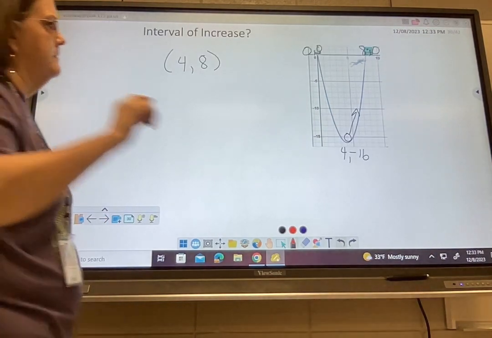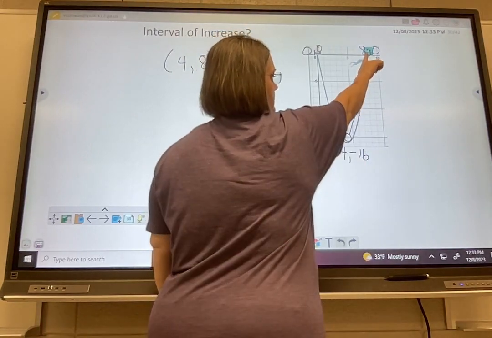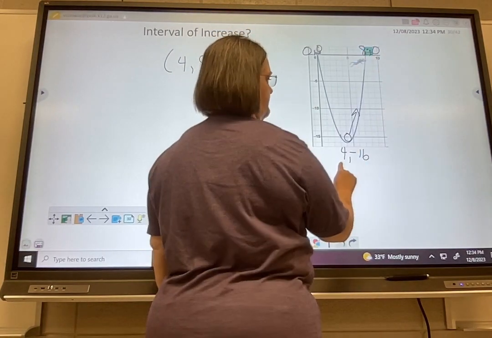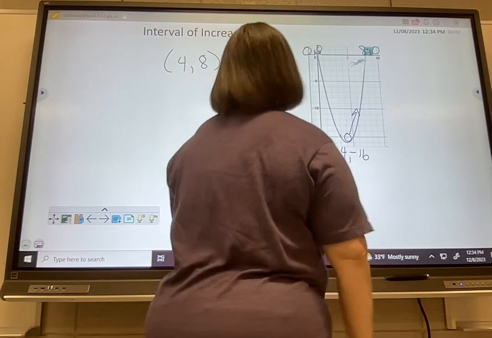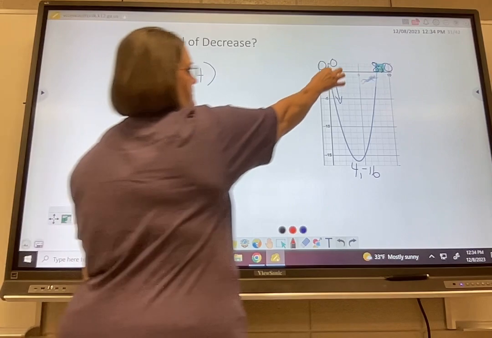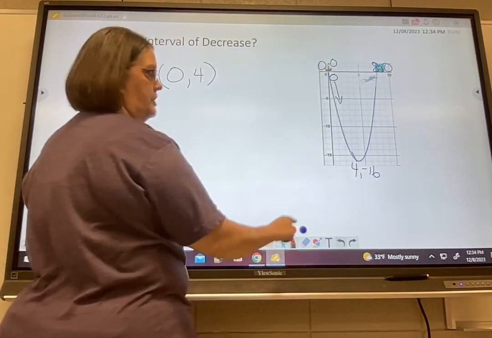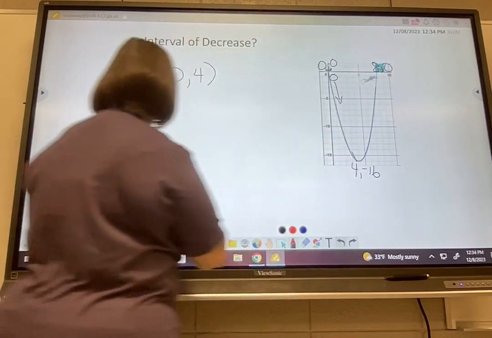Interval of increase, same thing. This is our rock that we're pushing up. So we're increasing from 4 to 8. And we are, same problem, we are decreasing from 0 to 4. That's when he's diving, he or she. And then this is when they're going back up.